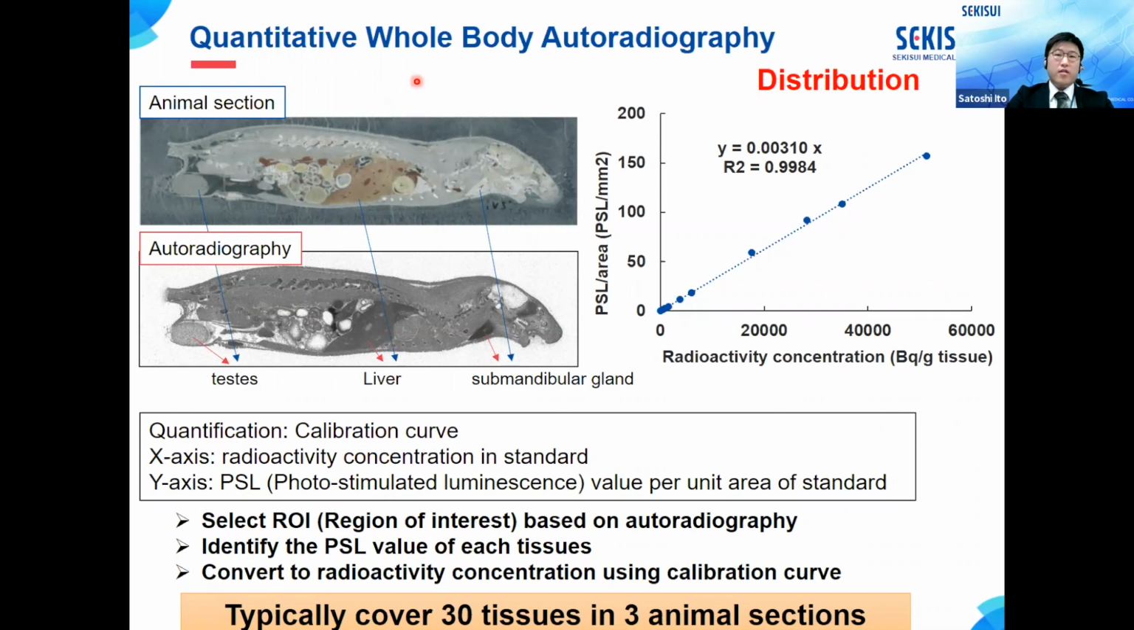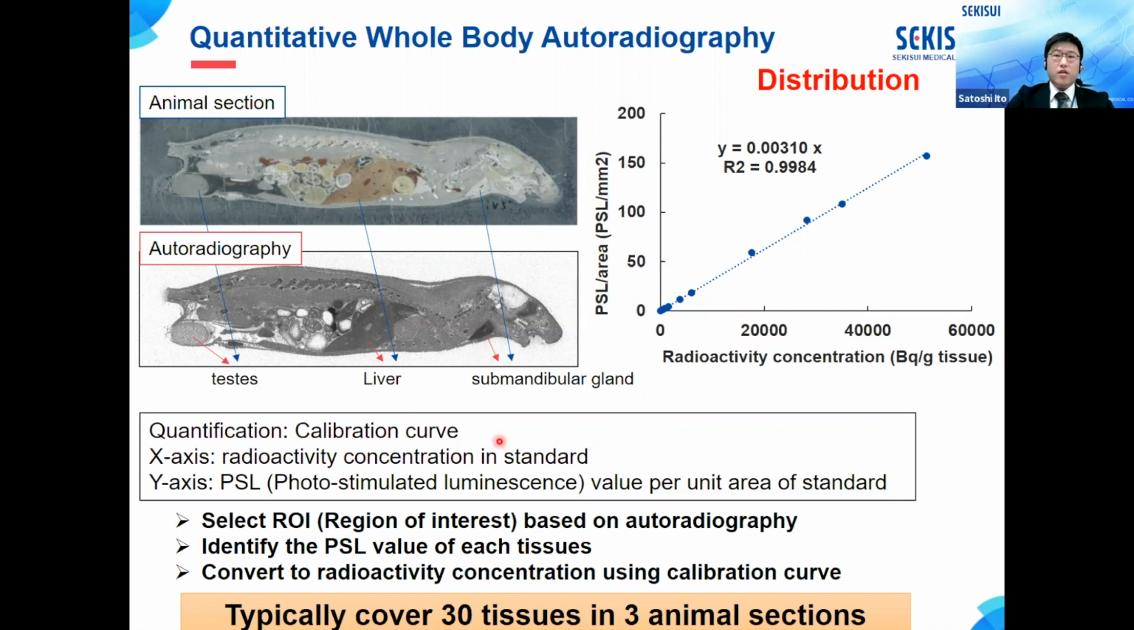The QWBA technique is a recently more popular technique to visually confirm drug distribution. Shown here is an image of an animal section and its autoradiography. We can cover about 30 tissues in our standard method by making three animal sections.